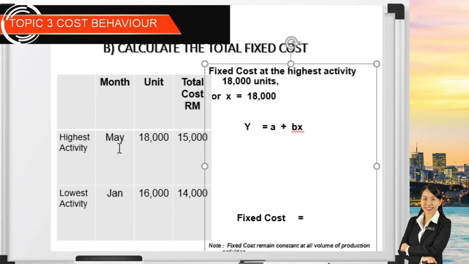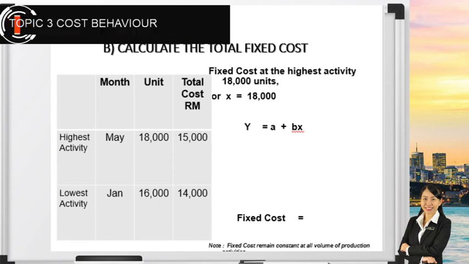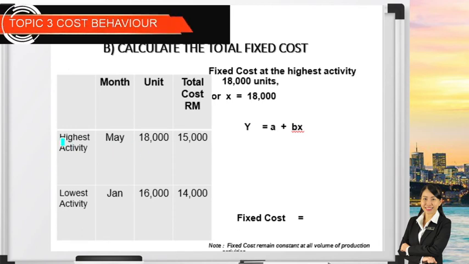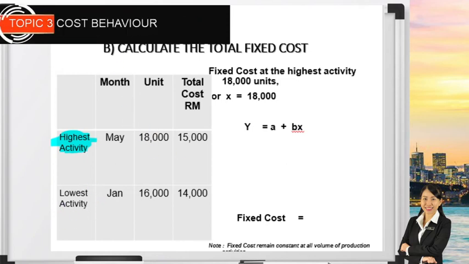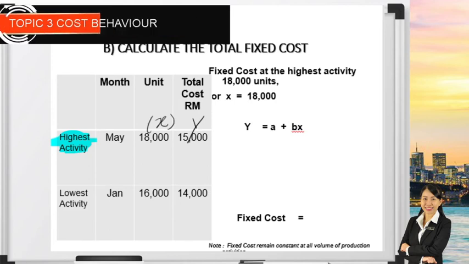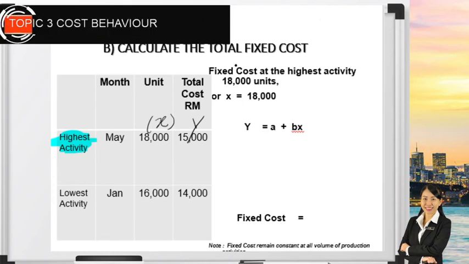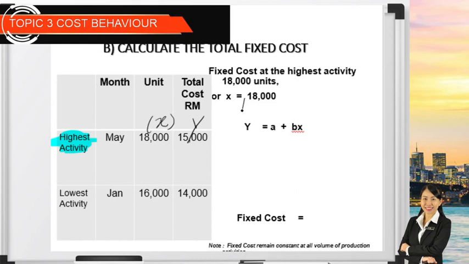Okay, so for this question, we will use the same equation, but now we try to use our higher activity. Just now we used the lower activity. So now we will try to use our highest activity; this one is our y, this is our x. As I mentioned before, our y will always be in RM, our x will be other than RM, a unit of measurement, whether in units or hours. So let's do this equation together. Just now we already found out our b is 50 cents.